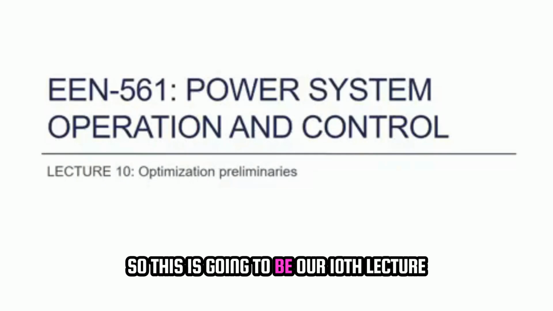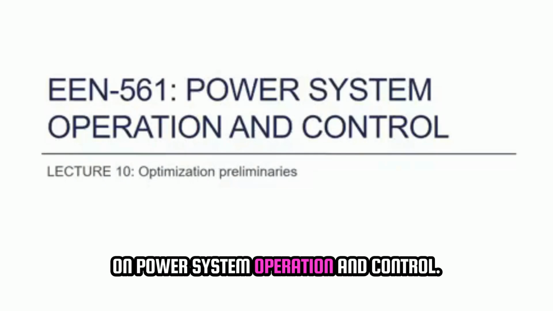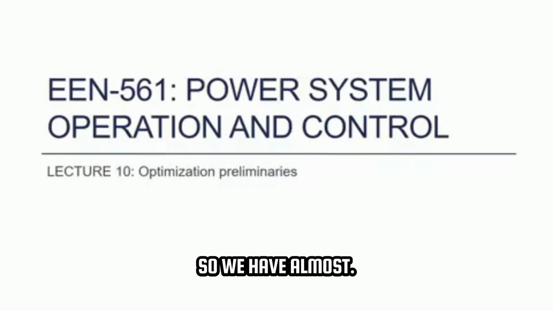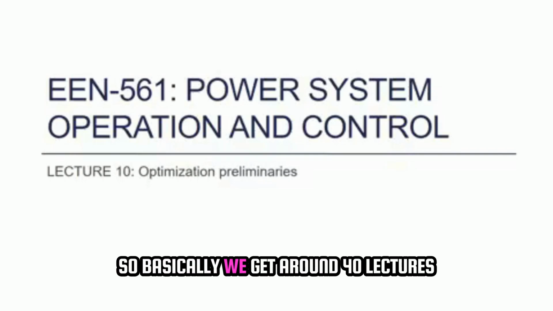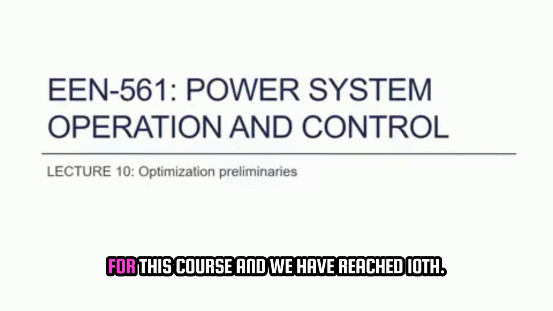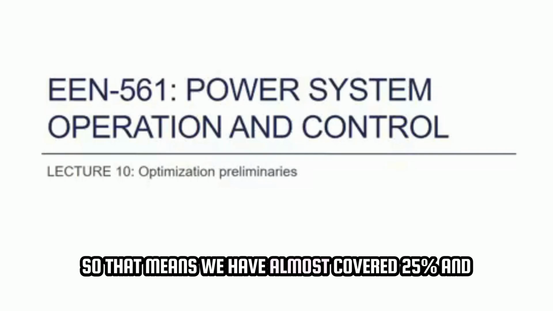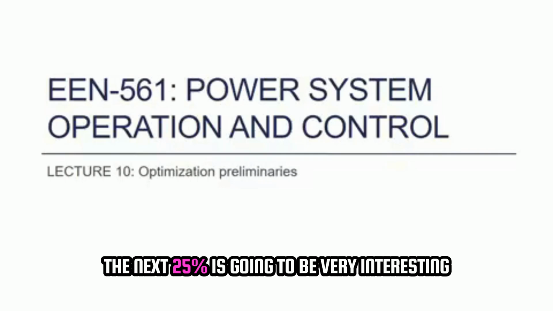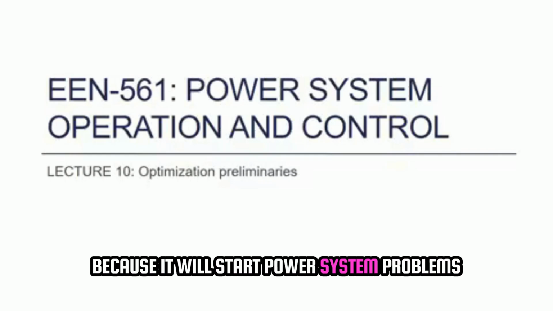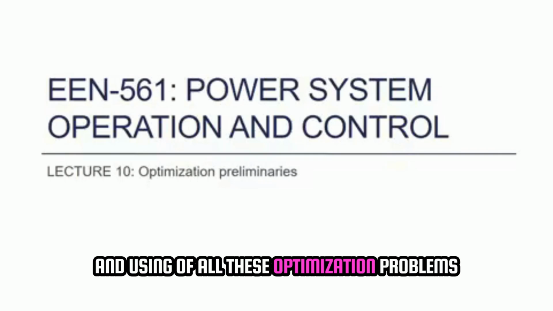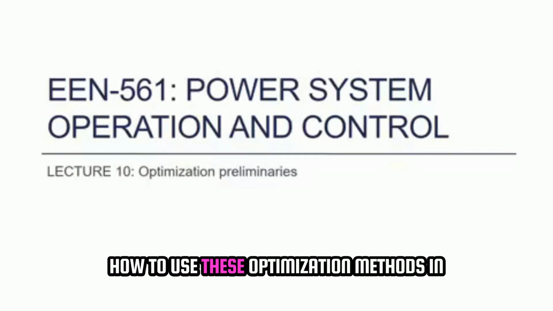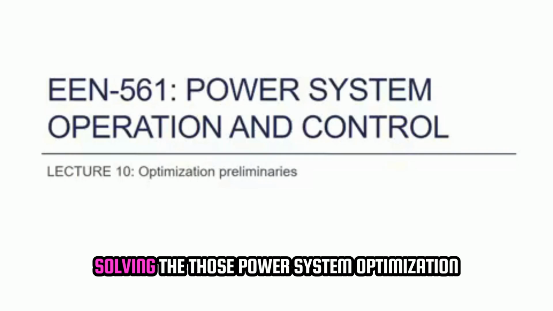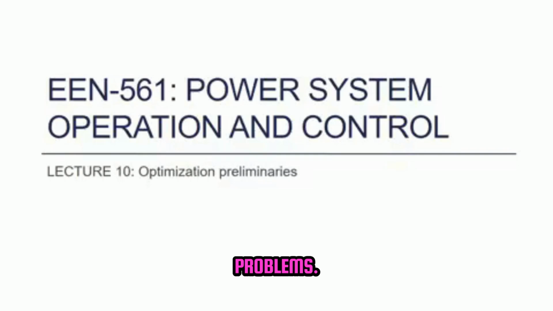So this is going to be our 10th lecture on power system operation and control. We get around 40 lectures for this course and we have reached the 10th. That means we have almost covered 25%, and the next 25% is going to be very interesting because it will start power system problems and how to use these optimization methods in solving those power system optimization problems.